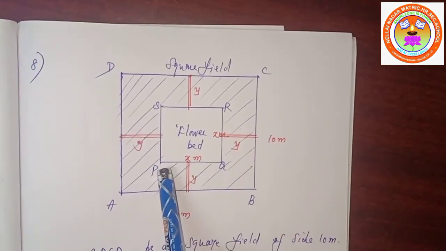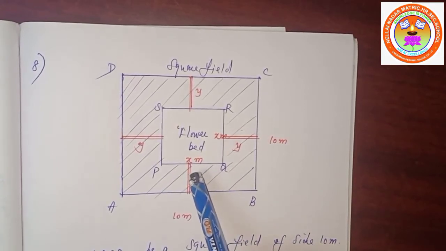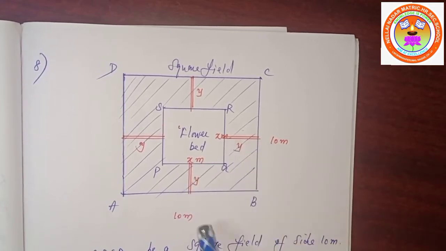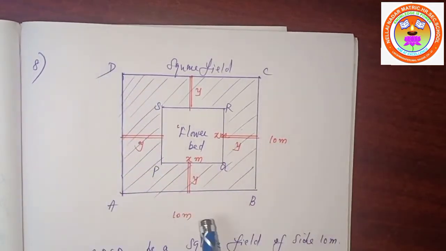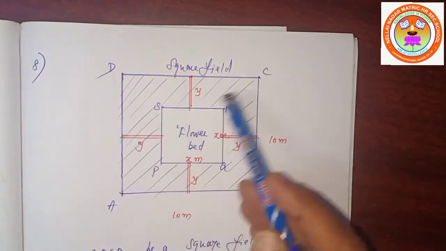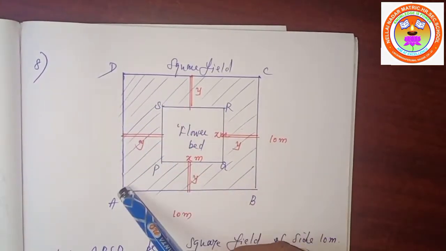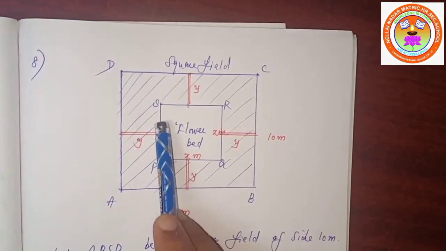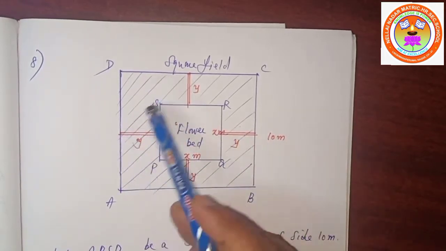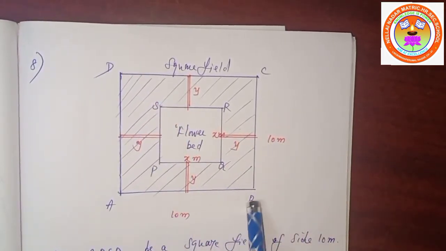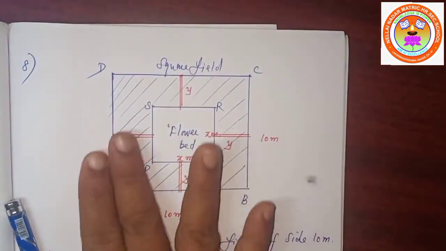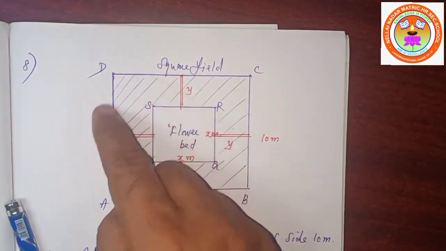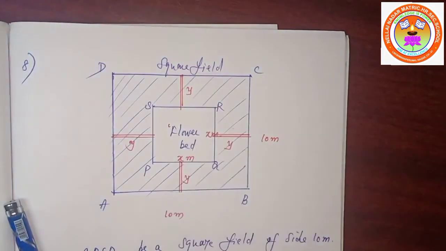Area of the flower bed is equal to area of the square, that is side into side, x into x, x squared. Like that, area of the gravel path equals the shaded region. First, you have to calculate the area of the bigger square, then area of the smaller square, both to be subtracted, then only can get the shaded region area. Area of the bigger square ABCD, the entire area, minus area of the square PQRS for getting the area of the shaded region. Shaded region is the gravel path.